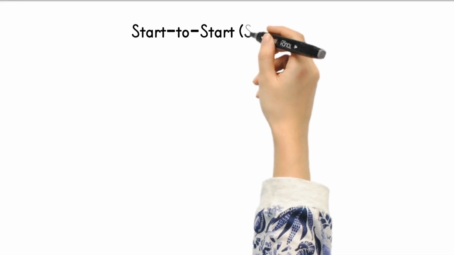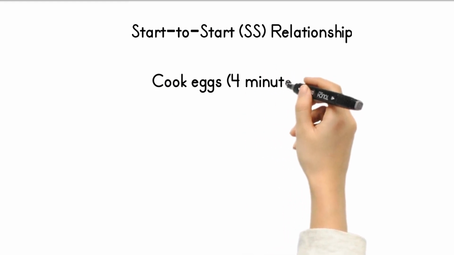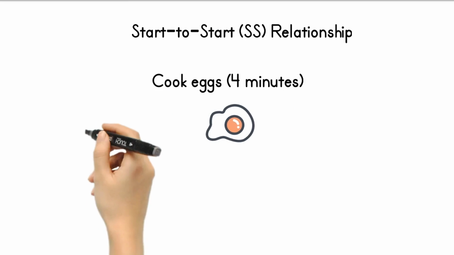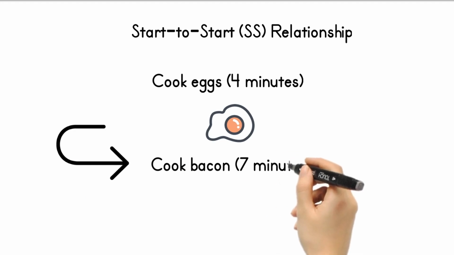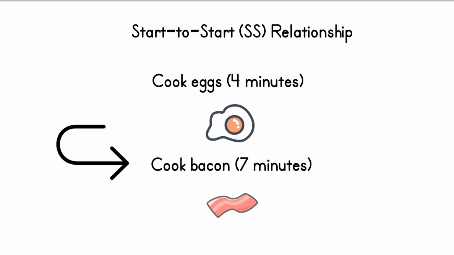The second type of relationship we will discuss is the start-to-start relationship. Using the food analogy of cooking eggs and bacon, when you start cooking the eggs you can also start cooking the bacon. Use this relationship when you want two or more activities to start at the same time.